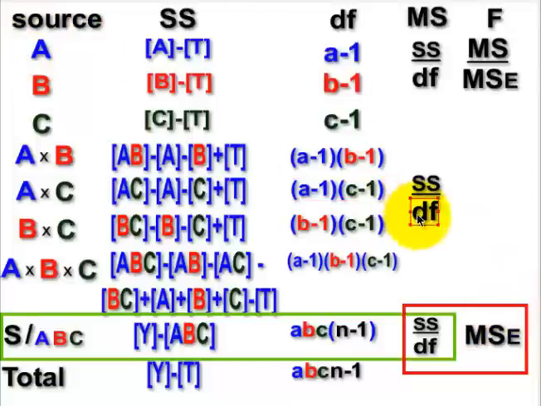And so when you do your calculations for your source table, every one of your calculated MS's here, you're going to divide each and every one of these by this same number here. And that's going to give you an F for each individual source.